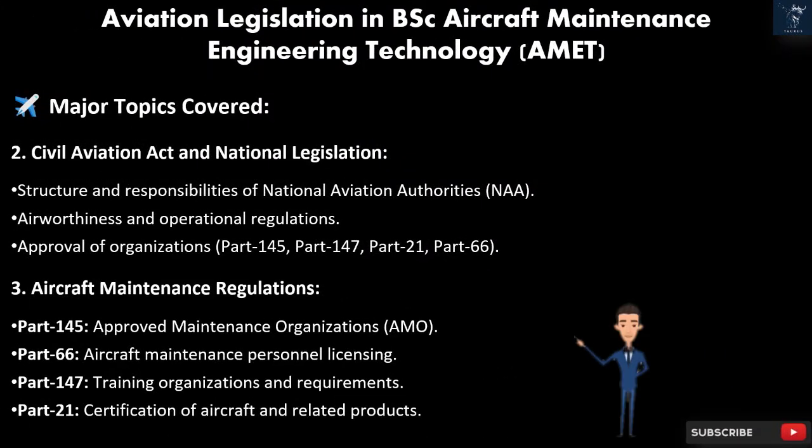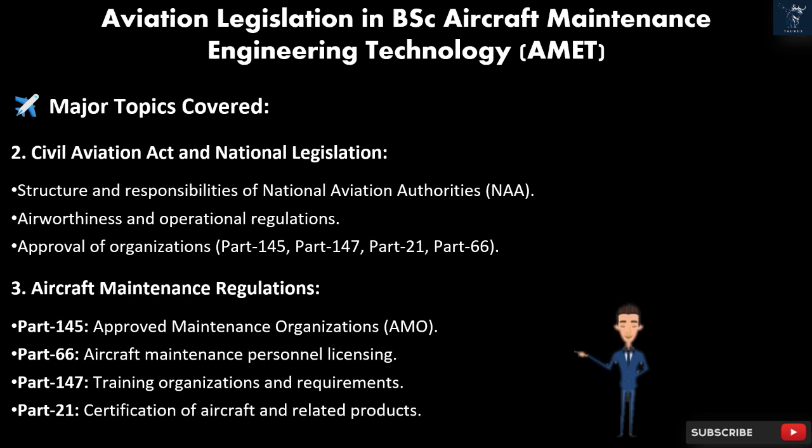2. Civil Aviation Act and national legislation. Structure and responsibilities of national aviation authorities, NAA. Airworthiness and operational regulations. Approval of organizations, Part 145, Part 147, Part 21, Part 66.